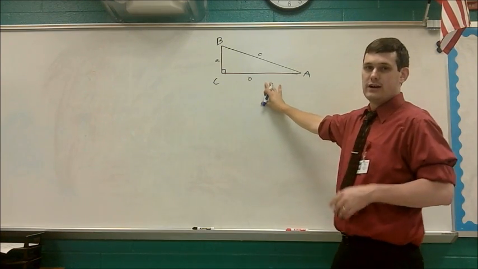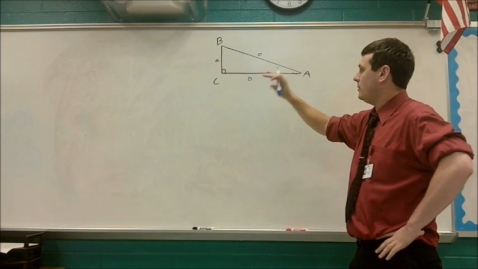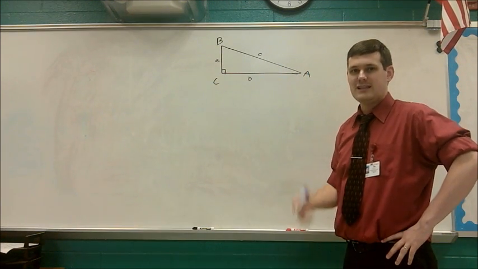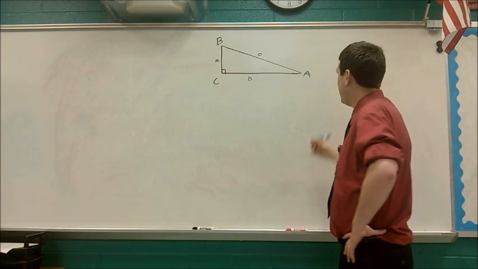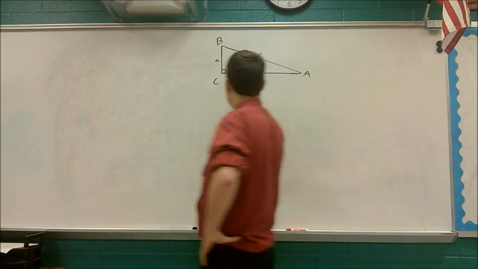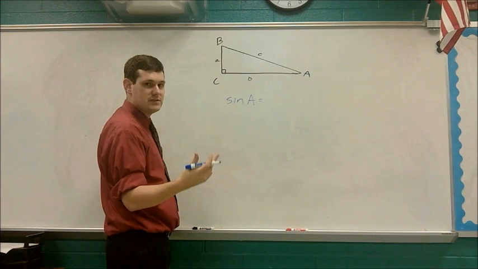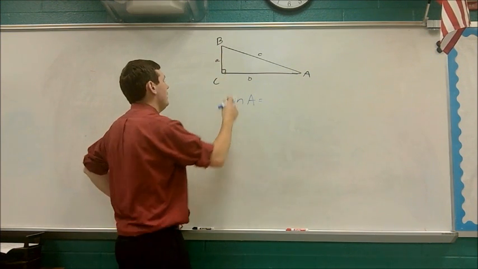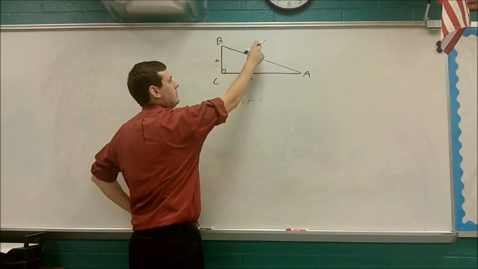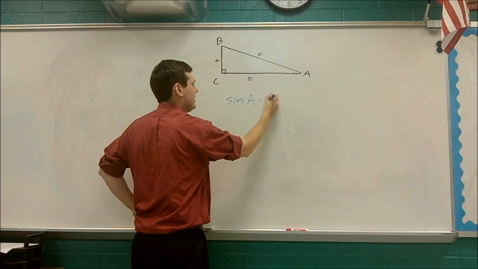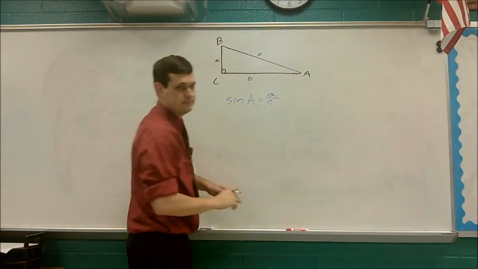So say we have this triangle back again. We have A, B, C. Let's find the sine of angle A. That's pretty simple. The sine of angle A is again the opposite over the hypotenuse, which in this case is little a over little c.